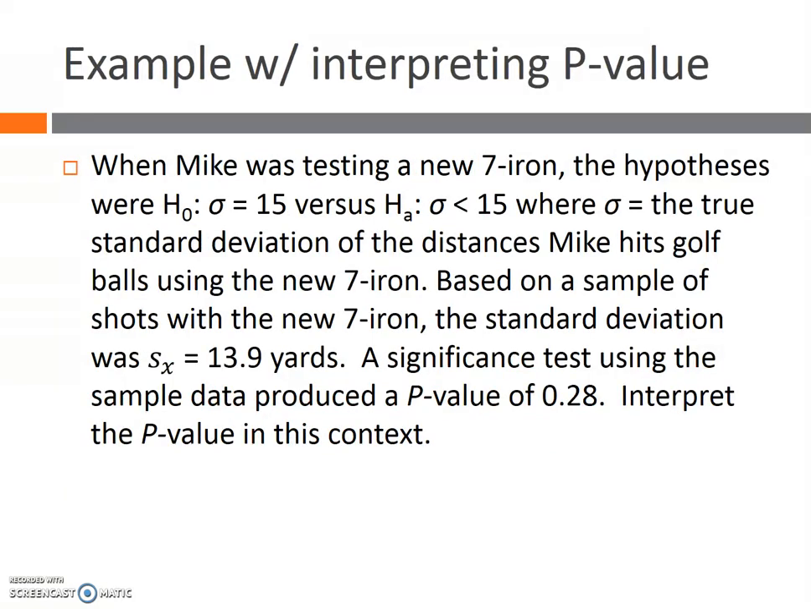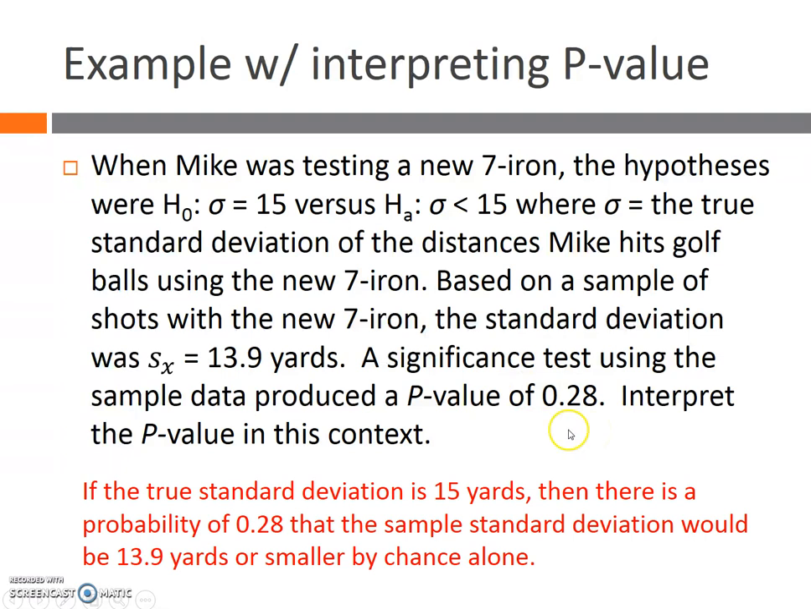Let's do the one with Mike. For the 7-iron, if we have a sample standard deviation of 13.9, the p-value is 0.28. So if, in fact, the true standard deviation is 15, then there's a probability of 0.28 that the sample standard deviation would be 13.9 yards or smaller by chance alone.